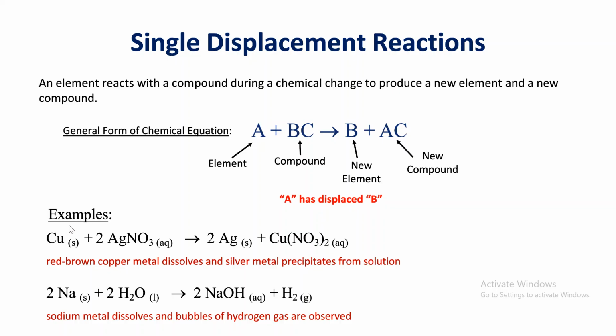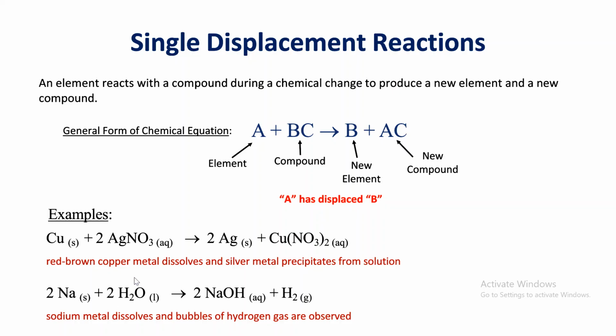So let's look at the bottom example. We got the element Cu. It's like A in our example, and then we have 2AgNO3. Now the Cu is going to come in and it's going to kick out the Ag. Now this is a red brown copper metal, which is right here, and it will dissolve, and silver metal is going to precipitate. So it's not just going to dissolve, it's going to kick out the silver, and it's a single replacement reaction.